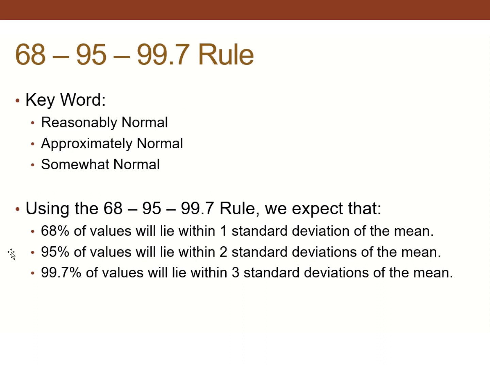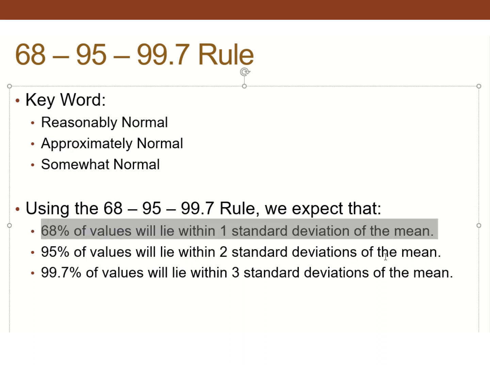So let's look at this. What is the 68, 95 and 99.7% rule? 68% is 1 standard deviation of the mean. I'll show you what that means later. 95% is 2 standard deviations of the mean, and 99.7% is 3 standard deviations of the mean.